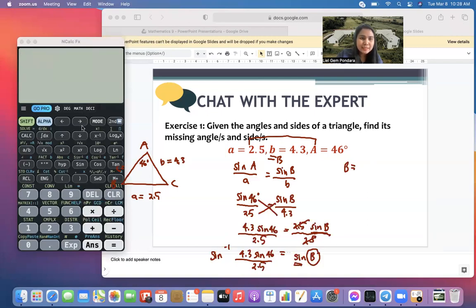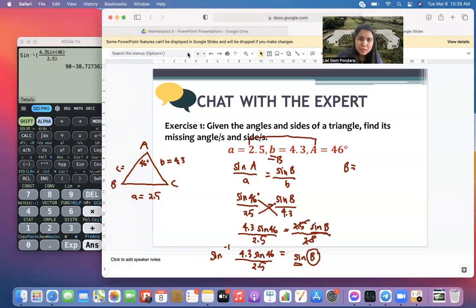So let's use our calculator. That's going to be shift sine. So we have the sine to the -1 function. Then in our numerator, we type 4.3 sine 46 over 2.5. There. What does it say? It says 90.38 and there's an i at the end. What does it mean? It means that we don't have a possible answer for angle B. Let me show you why.